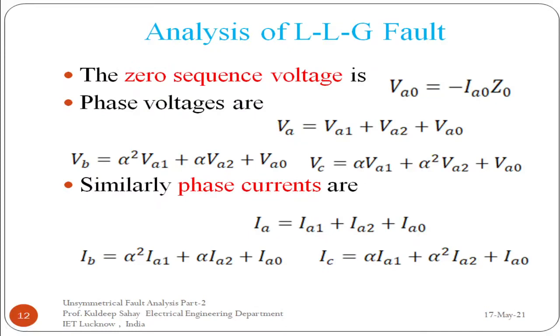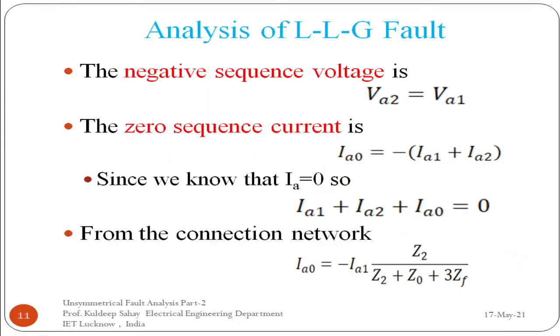So zero sequence voltage in this case is VA0 equal to minus IA0 into ZF. So if you have calculated all the sequence voltages and all the sequence currents, you are in a position to get the phase voltage. Using the alpha operator, you can get the symmetrical component.